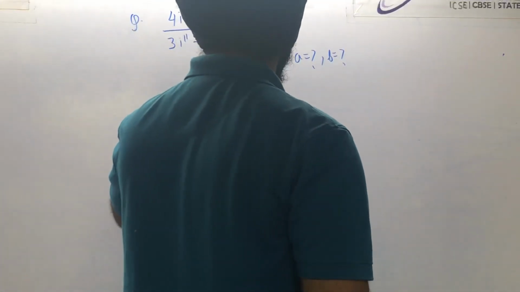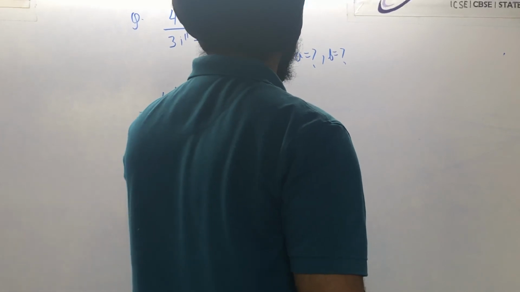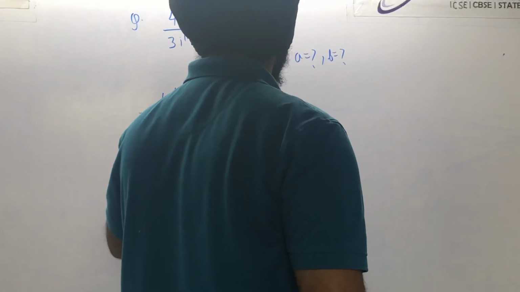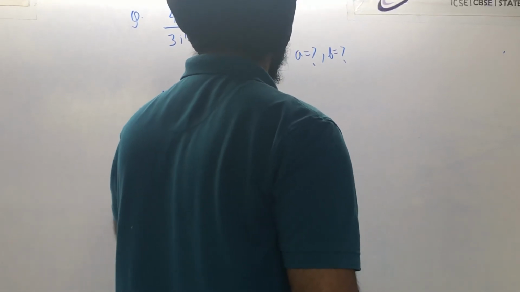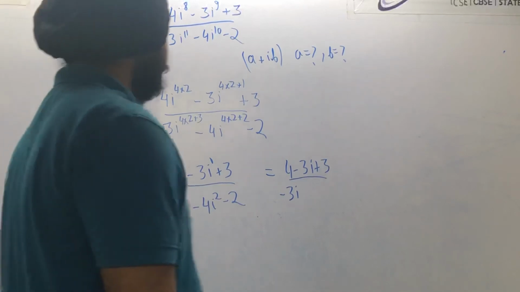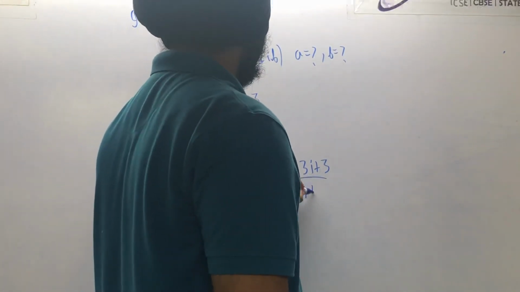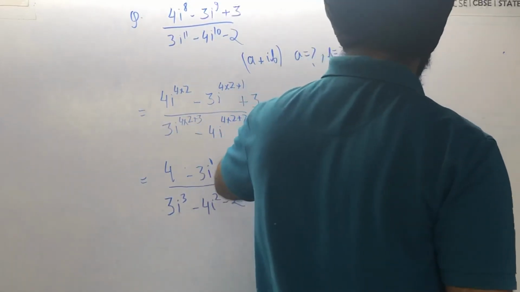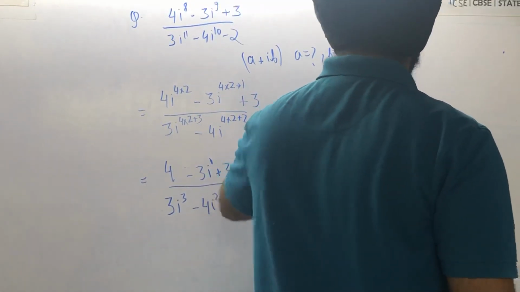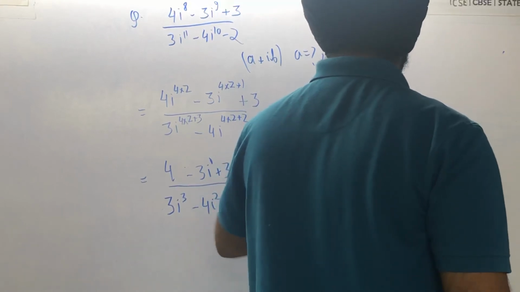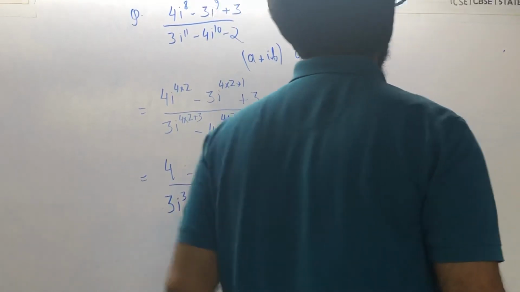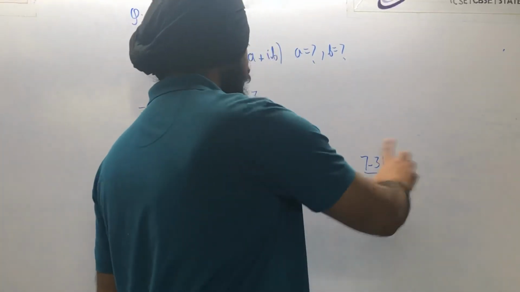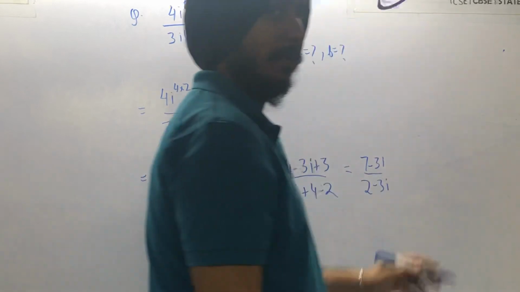i cube is minus i, so minus 3i. i square is minus 1, so minus 1 into minus 4 is plus 4, minus 2. So simplify it further: (7 − 3i) upon (2 − 3i). Okay, it is still not done. We have to convert it into this form. So just take the conjugate of the denominator and multiply numerator and denominator.